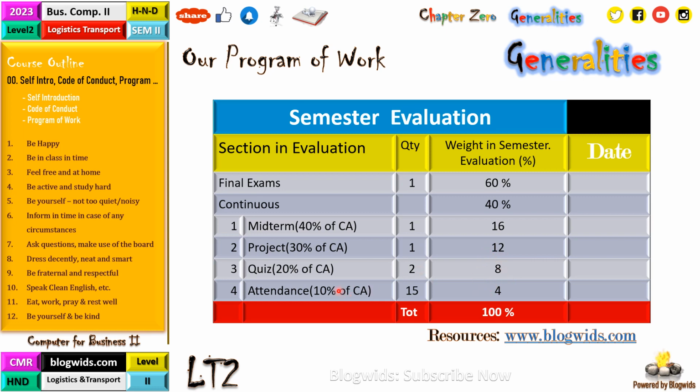Attendance on its own is 4%. Note that whenever you are absent from my class, you lose more marks than you gain when you are present. If you are absent, you lose 2 marks. If you are present, you gain 1. So you have to calculate, you have to weigh it, and then make your choice. I advise you to make the right choice.